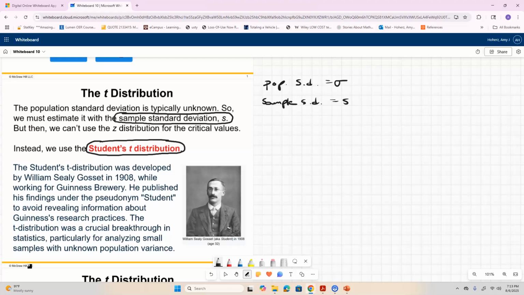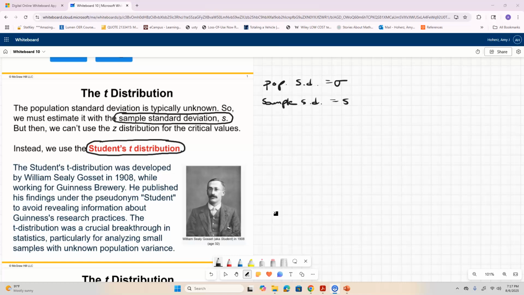So it was published under this pseudonym, student, and it just stuck. Ever since it's been called that. I mean, it eventually came out that he was the one that developed it, but by then it was already being called the T distribution, the student's T distribution, and that stuck. It never got changed to Gosset's distribution or anything like that.